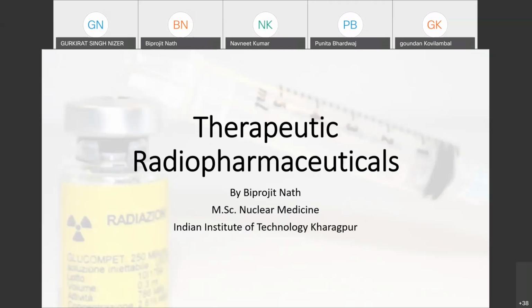And after that, we are having one more session by Arapali Joshi Rakesh from IIT Kharagpur. And now I am going to discuss therapeutic radiopharmaceuticals.